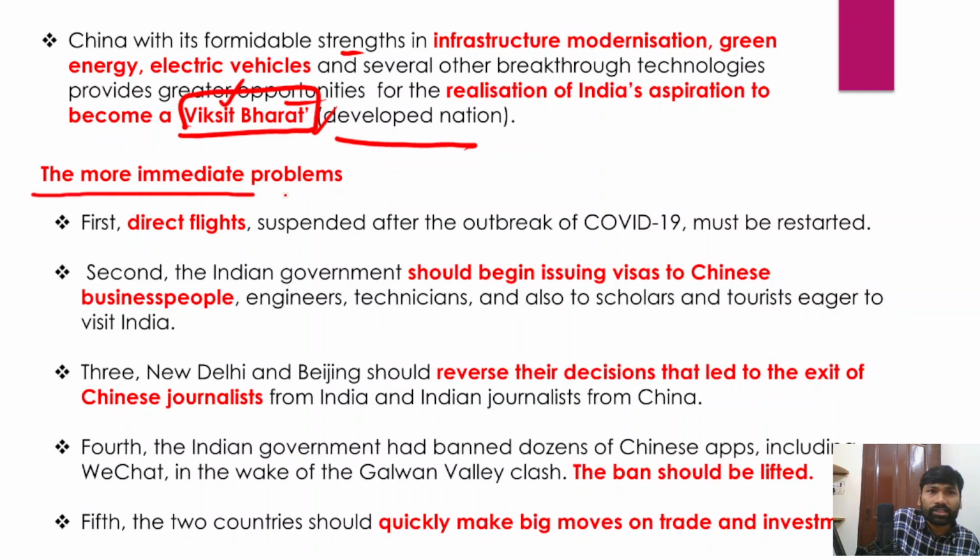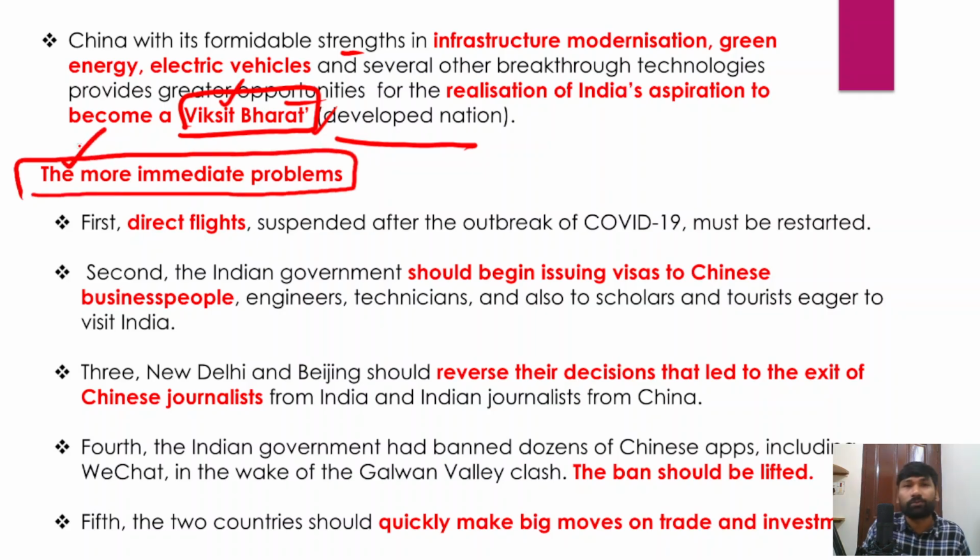Okay, so in this context, the author has been suggesting some way forward: how India and China can improve their relationship. First and foremost, India cancelled direct flights from China to India during the COVID-19 outbreak, so India must restart those flights between Beijing and New Delhi. The second thing the author has been suggesting is that in recent times the Indian government has stopped giving visas to Chinese technicians, businessmen, engineers, and also scholars and tourists who wanted to come from China to India. So that's where the people-to-people contact has been missing.